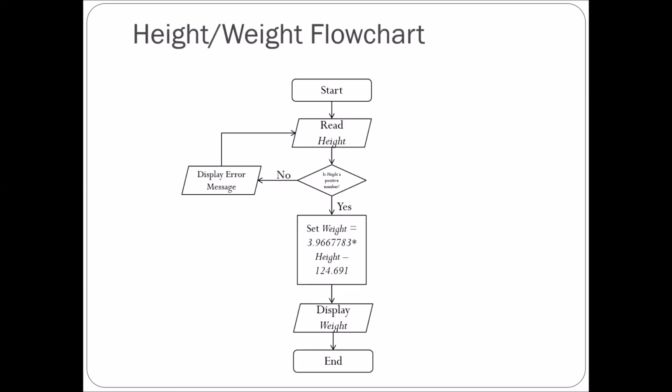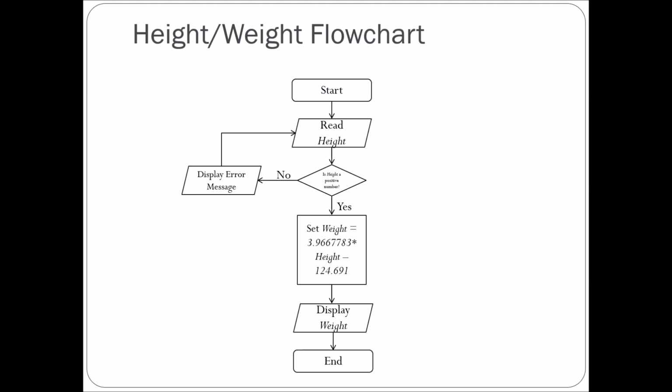When we start writing this really simple program, you're going to write a program so someone can calculate their weight based on their height. We're going to read in the height. Is the height a positive number? No. Display the error message. Go back again. And then next, we're going to set up a variable called weight.